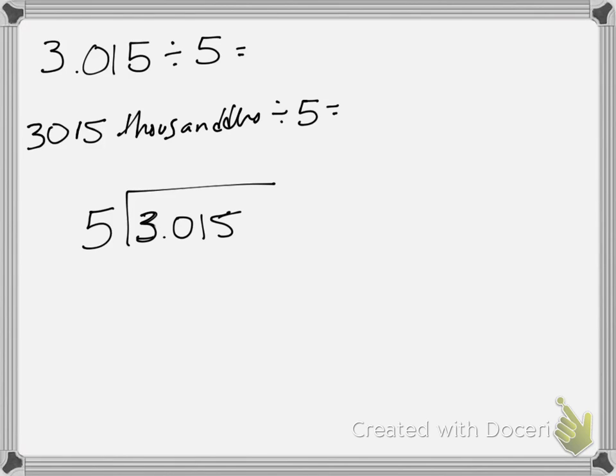So we have 3. Are there any groups of 5 in 3? No. We bring that decimal straight up. Any groups of 5 in 30? There are 5, 10, 15, 20, 25, 30. It's all right to skip count until you get to your answer. 6. 6 times 5 is 30. So we're going to subtract that. Do we have a number to bring down? We do. We have a 1. But can we do anything with that 1? No, we cannot. There are not any groups of 5 in 1, so we're going to put that 0.